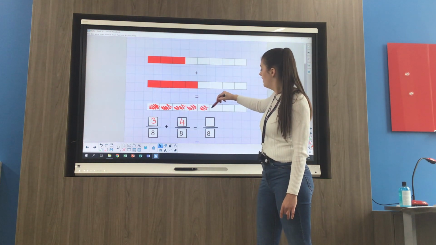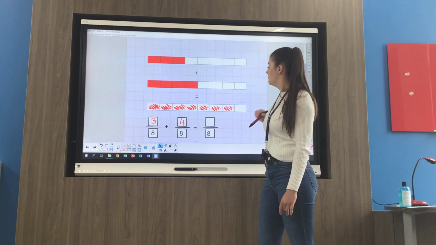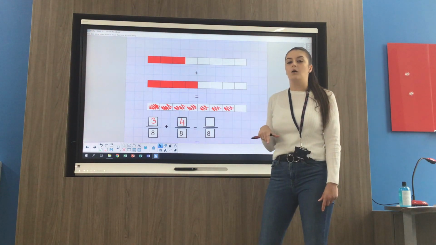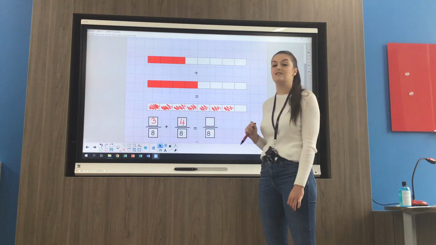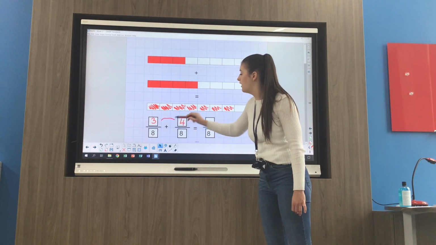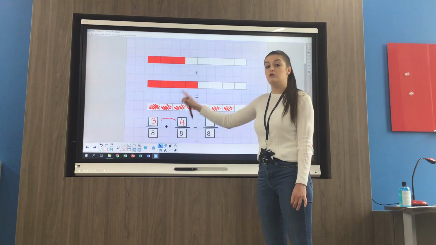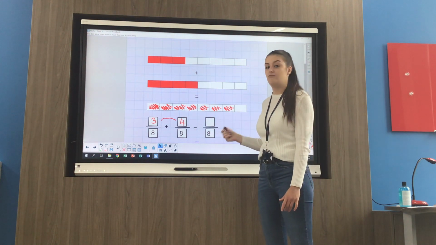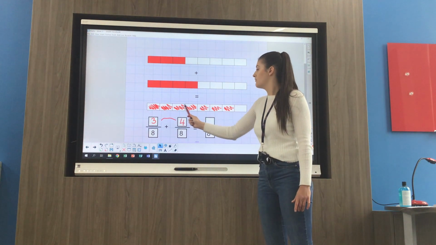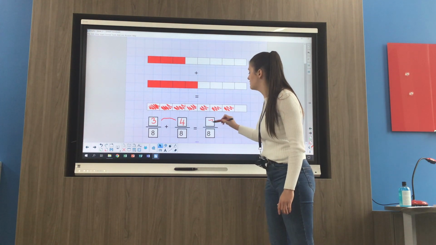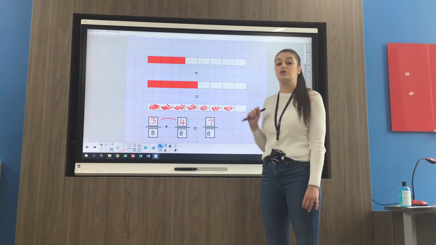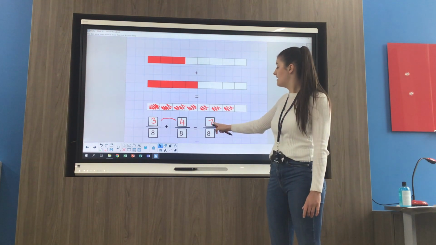1, 2, 3, 4. Now, if you're very clever and you've worked out that 3 add 4 is 7, you can put 7 in straight away because we just add our numerators. If you want to use your bar, we can just count together. Ready? 1, 2, 3, 4, 5, 6, 7. So I've got 7 out of my 8 blocks shaded in. So the answer must be 7/8.